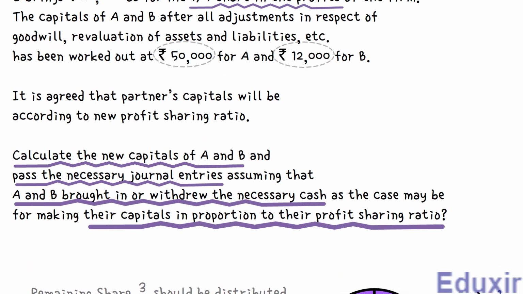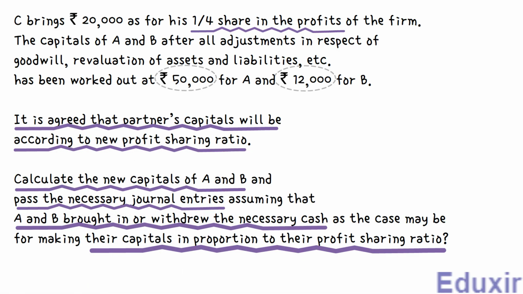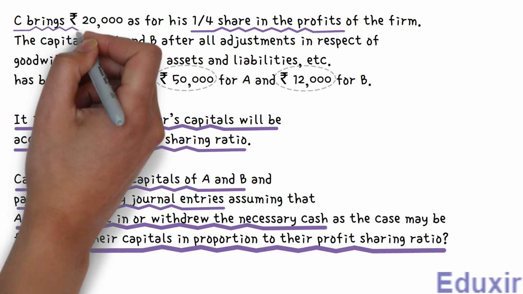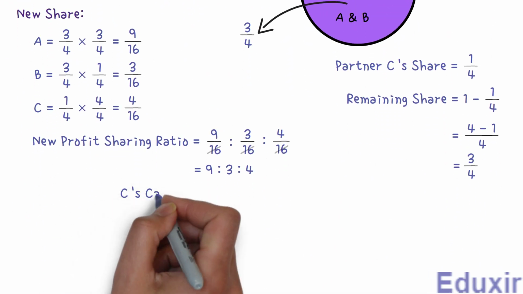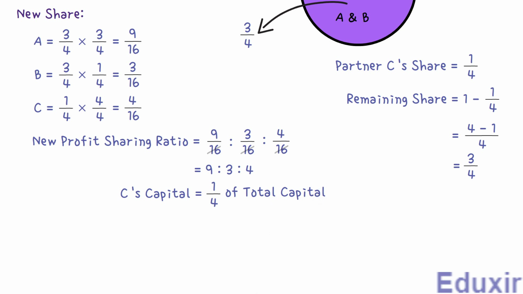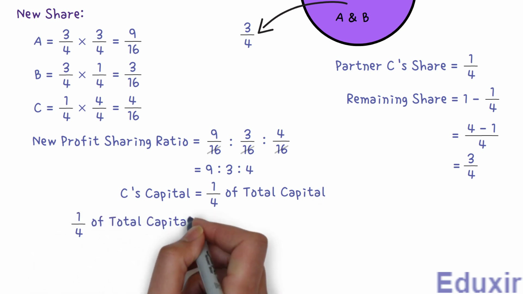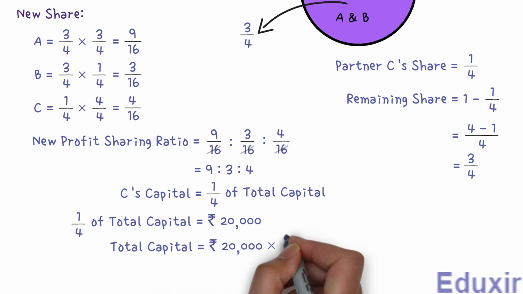Now, as per the problem, the capitals of the partners should be in their new profit sharing ratio. If the total capital is known, we can easily calculate the individual partners' capitals. But the total capital is not given to us in the problem. But it is given that the partner C brings 20,000 rupees as capital. As per the profit sharing ratio, the partner C's capital should be equal to 1/4 of total capital. So, this 1/4 of total capital is equal to 20,000 rupees. Let's send this 1/4 to the right. So, the total capital is equal to 20,000 rupees multiplied by 4/1.